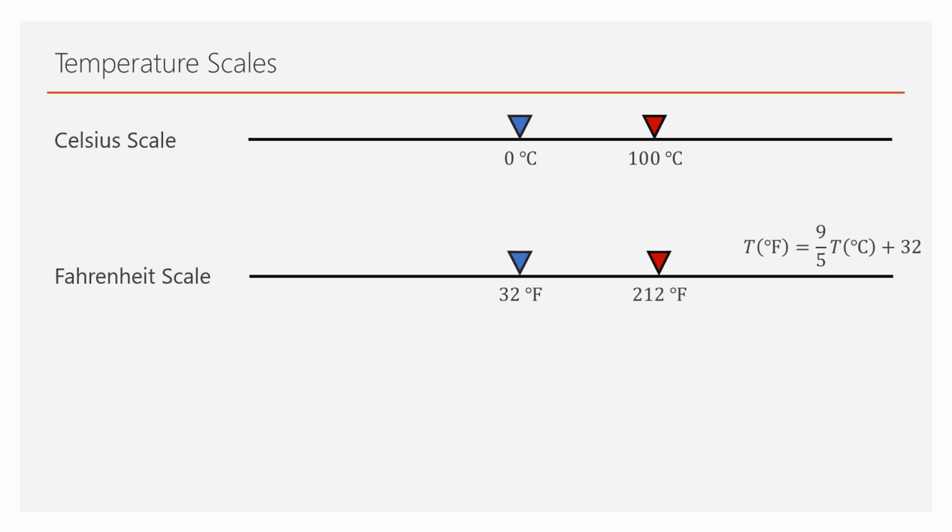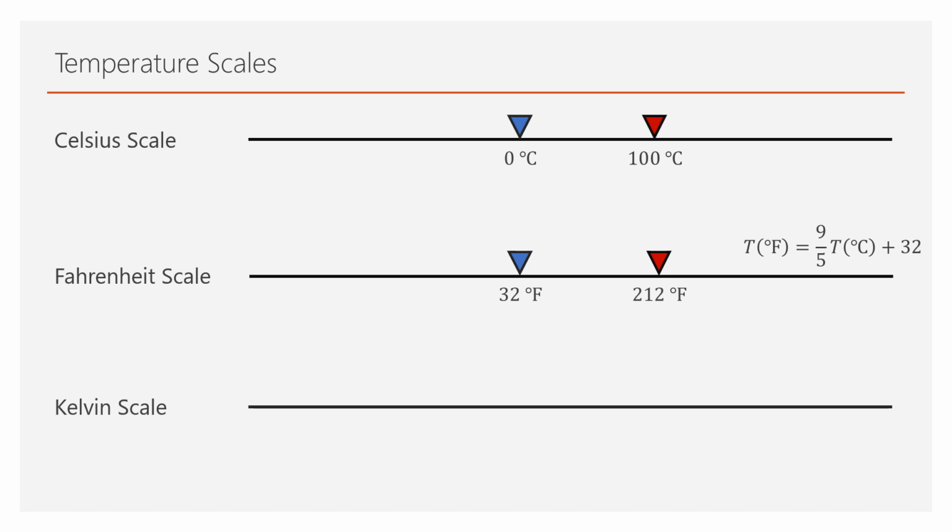Finally is the Kelvin scale, which is the official SI unit of temperature. The Kelvin scale is simply the Celsius scale shifted so that absolute zero is 0 Kelvin. Absolute zero temperature is the temperature in which all atoms have no kinetic or potential energy. It is impossible to reach this temperature, but research teams have been able to get extremely close to it.